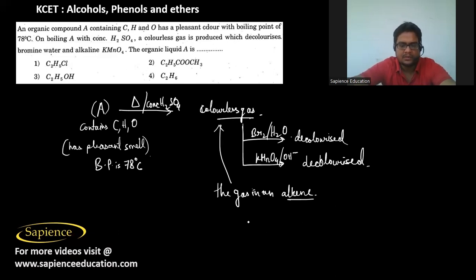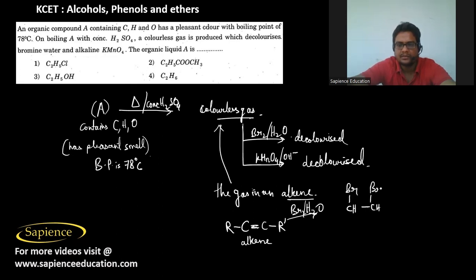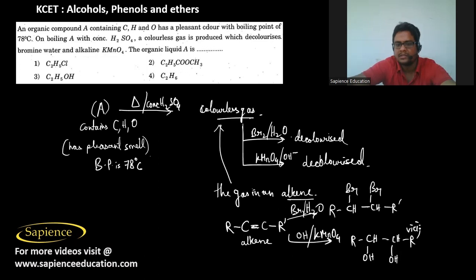The rule is that any alkene, let's say RCH double bond CHR dash, if it reacts with bromine water, will form vicinal dibromide, CHBr CHBr R dash R. And if it reacts with alkaline KMnO4, it will form vicinal diols, CHOH CHOH R dash R. So it will form vicinal diols, hence it will decolorize KMnO4, and it will form vicinal dibromide when it reacts with bromine water. Hence it decolorizes bromine water also.